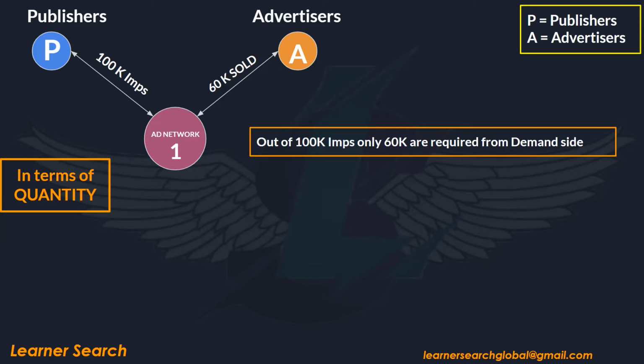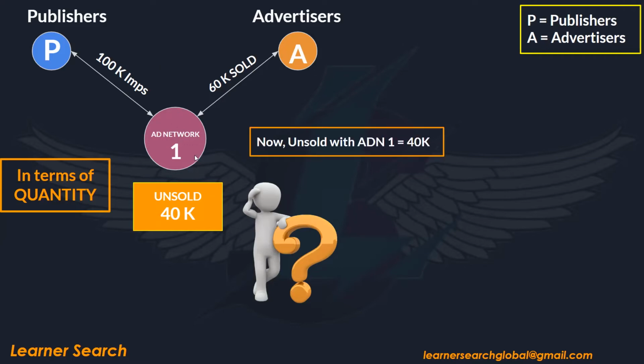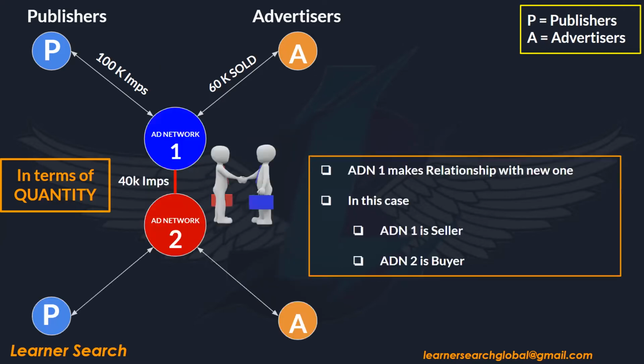Now the unsold 40k from ad network one out of 100k, what happened to these 40k impressions? He is reaching out to another ad network too. Ad network 1 is reaching out to ad network 2 to sell its 40k impressions, the unsold inventory of ad network one. Now just read this. ADN1 makes a relationship with a new one. In this case, ADN1 is the seller, ADN2 is the buyer.